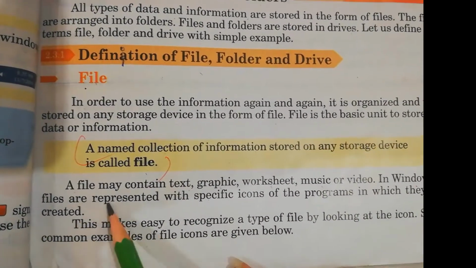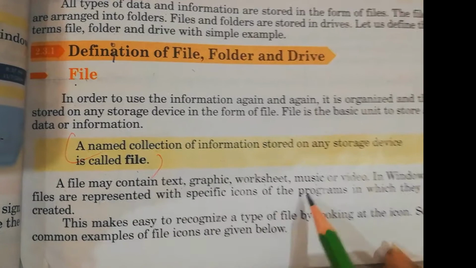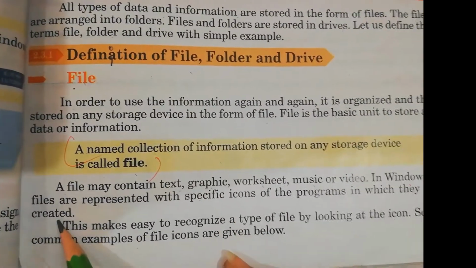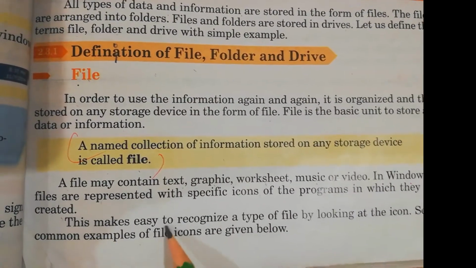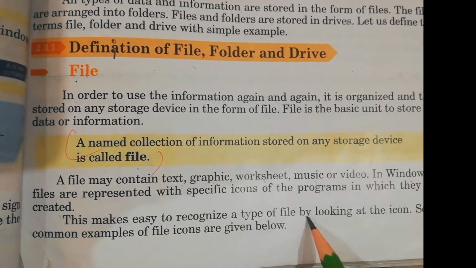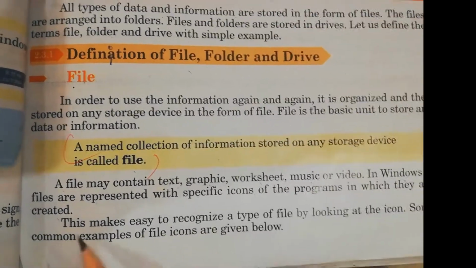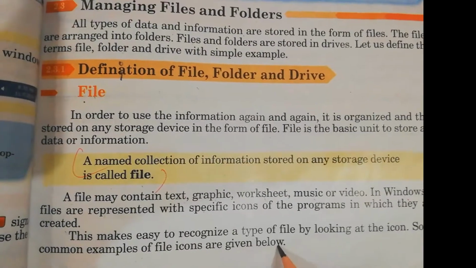In Windows 7, files are represented with specific icons of the programs in which they are created. This makes it easy to recognize a type of file by looking at the icon. Some common examples of file icons are given below.